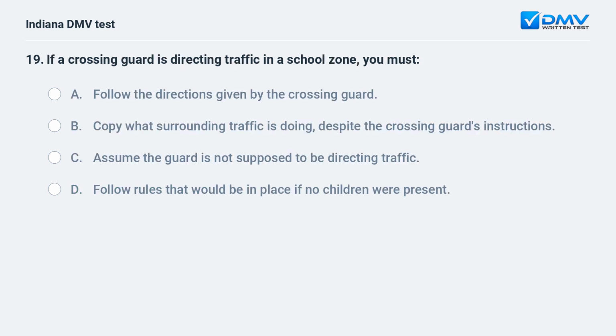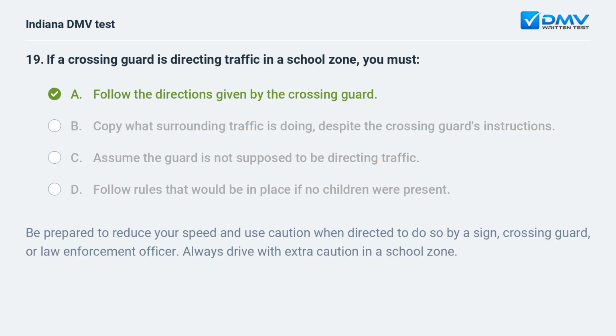If a crossing guard is directing traffic in a school zone, you must A. Follow the directions given by the crossing guard. B. Copy what surrounding traffic is doing, despite the crossing guard's instructions. C. Assume the guard is not supposed to be directing traffic. D. Follow rules that would be in place if no children were present.